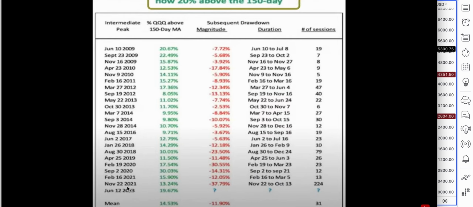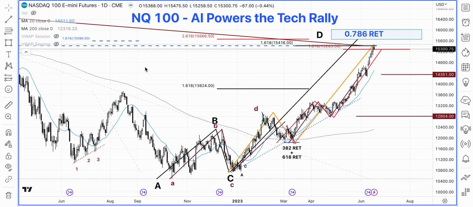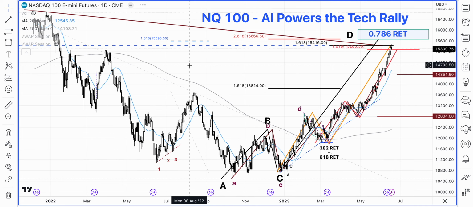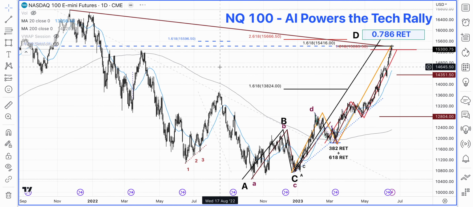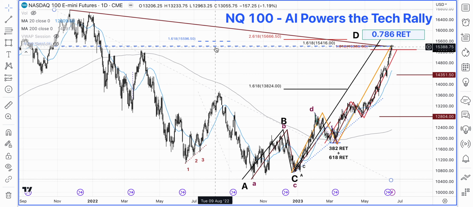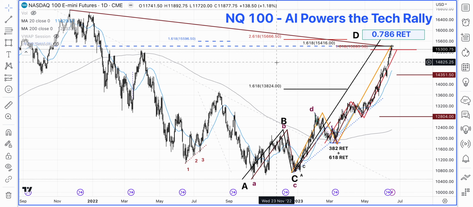Having said that, now let's go back and look at our charts. What we see in our chart is the daily chart of Nasdaq 100 E-mini futures. We have a pattern which I personally believe is a completed pattern in terms of the price we were looking at. That price comes in at roughly 15,400, and that is the 78.6% Fibonacci retracement.